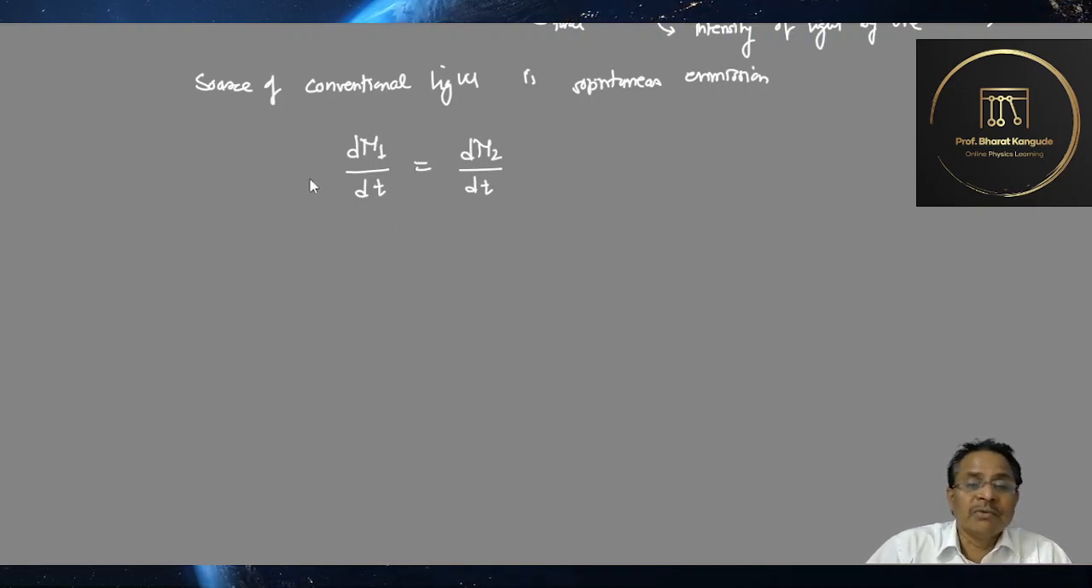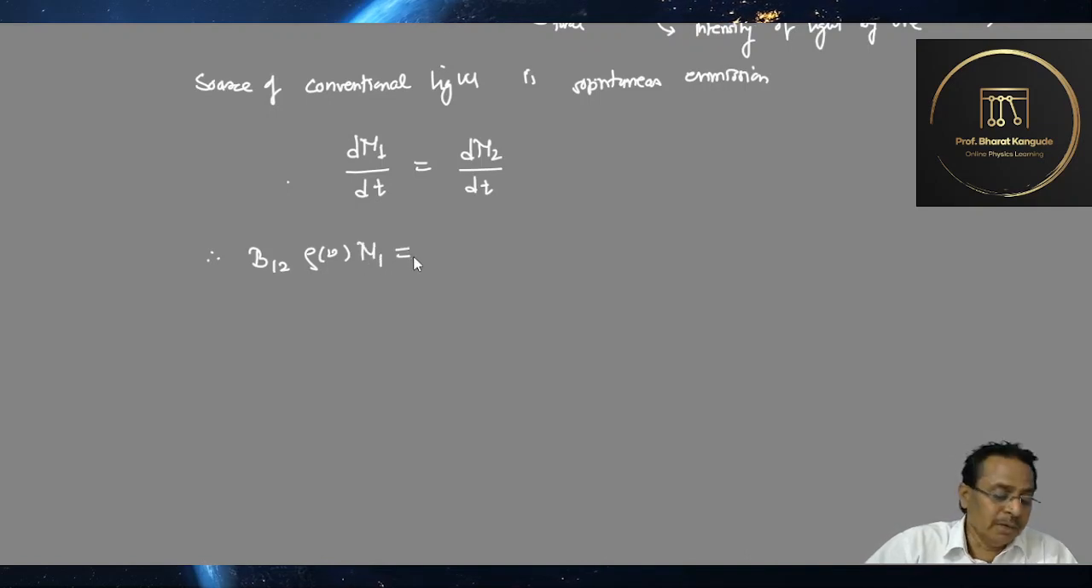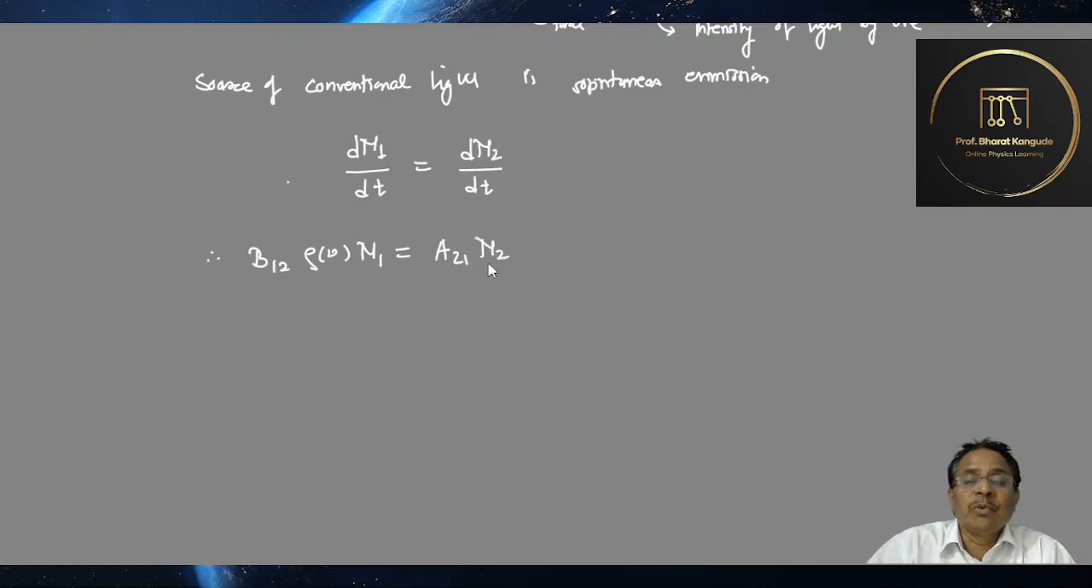Earlier we have written the equation for dN2 upon dt, as well as this equation for dN1 upon dt. These are the rates: this is the rate of absorption, this is the rate of emission and spontaneous emission. Using the earlier relations, we can write a very simple relation: B12 into rho nu, this is the photon intensity, into the population of the E1 state, that is N1, and here it is given to be A21 into N2, that is the population of state E2. A21 is the Einstein coefficient for spontaneous emission.